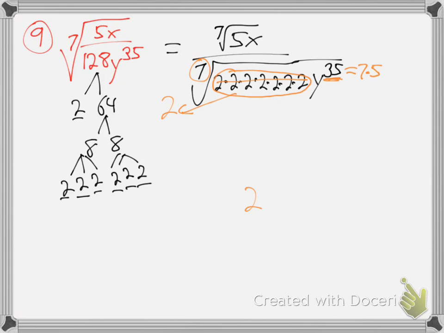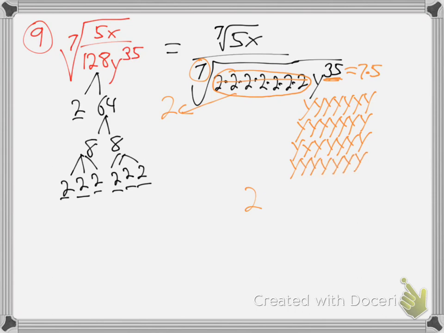So, right, if you wanted to write it out, I could write out 7 y's. 1, 2, 3, 4, 5, 6, 7. 1, 2, 3, 4, 5, 6, 7. 1, 2, 3, 4, 5, 6, 7. See, that's 35 y's, 5 groups of 7.